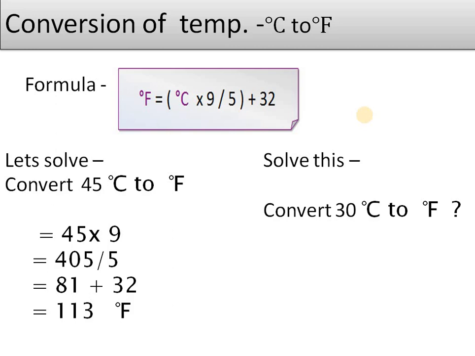Now let's solve an example: convert 45 degrees Celsius to degree Fahrenheit. How are you going to do this? You can do this by just putting the values into the formula. I have solved one for you. 45 into 9 is 405. We divide by 5 and get 81, and then we add 32 to it. Then we get 130 degrees Fahrenheit. In case you are finding it difficult, you can ask.